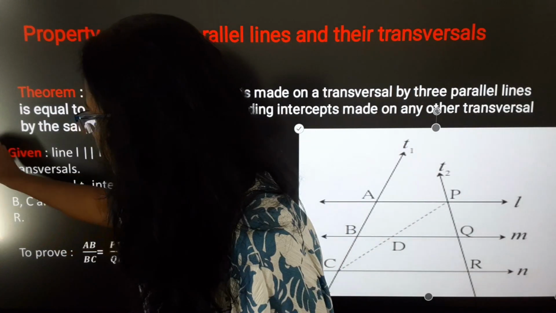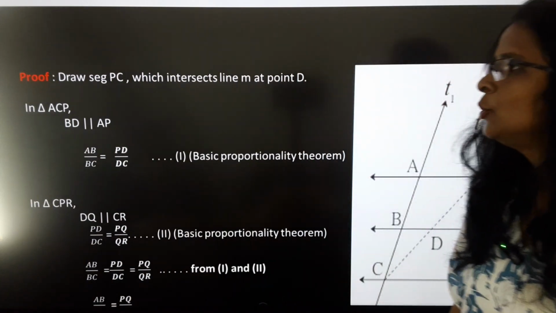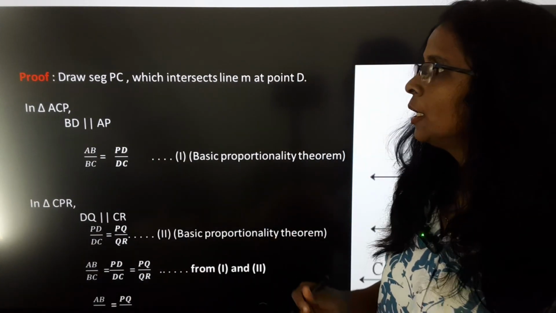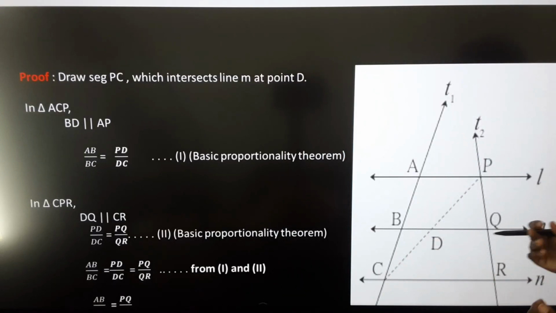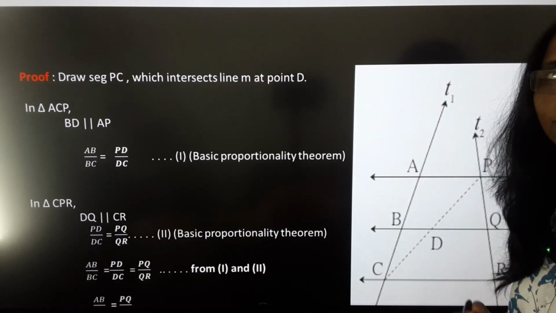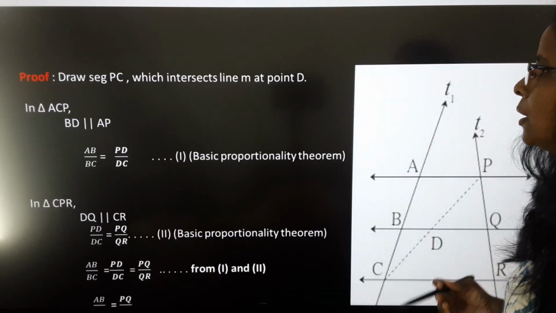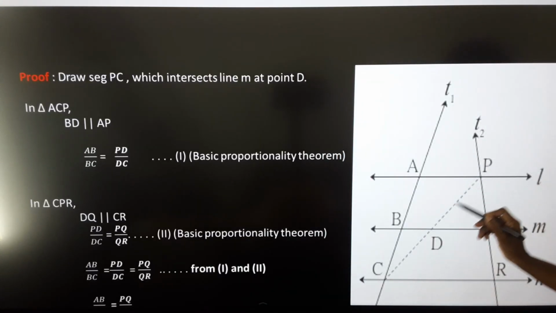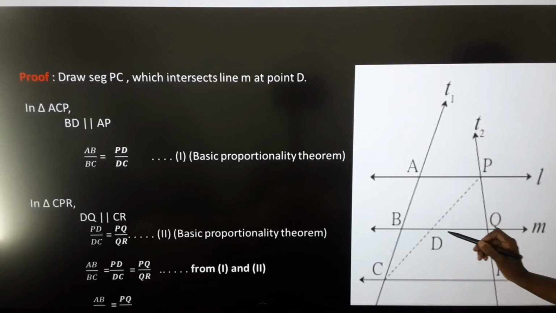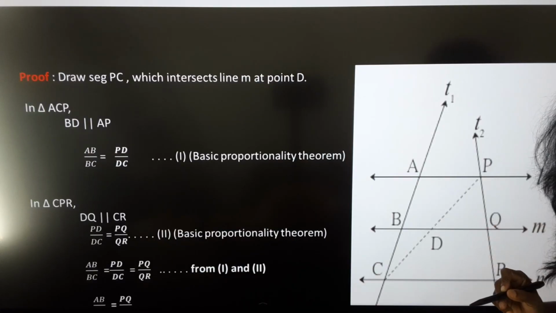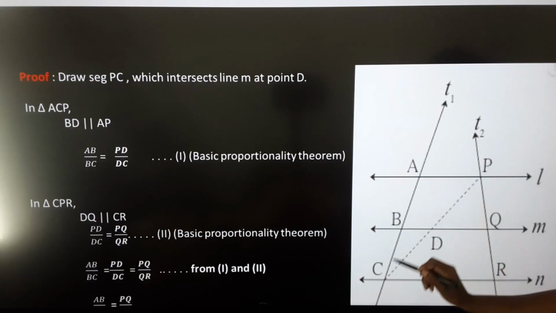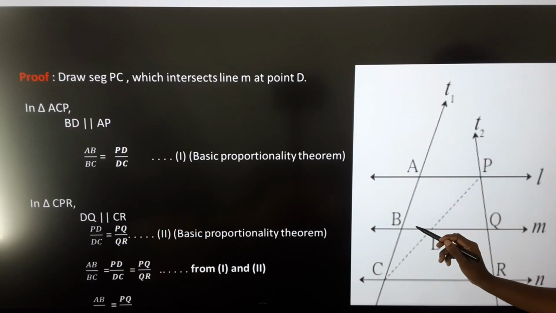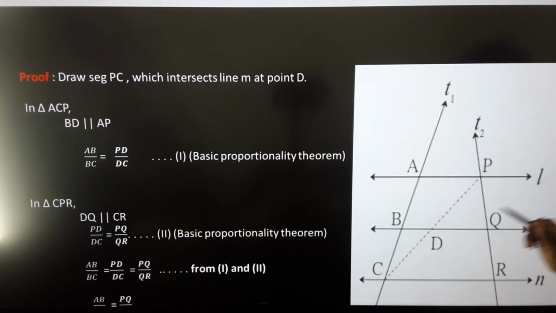So for the proof, draw segment PC. This figure is insufficient to prove that the ratios of the intercepts are equal. So here we construct, that is draw PC, which is passing through the point D. Okay, students. Then we have two triangles. The first triangle is triangle ACP. In this triangle we apply the basic proportionality theorem.